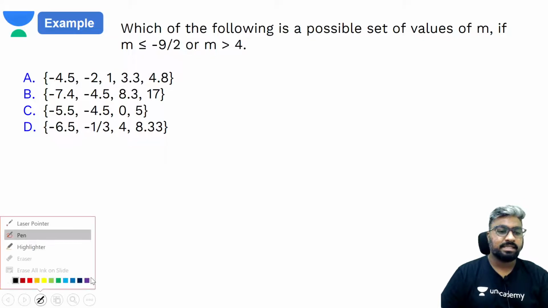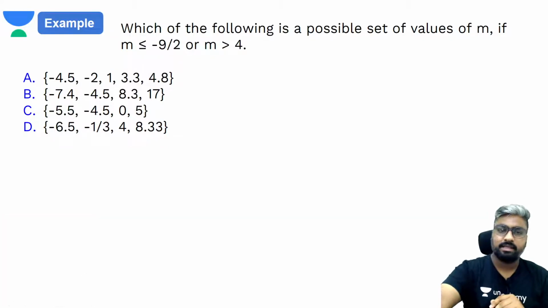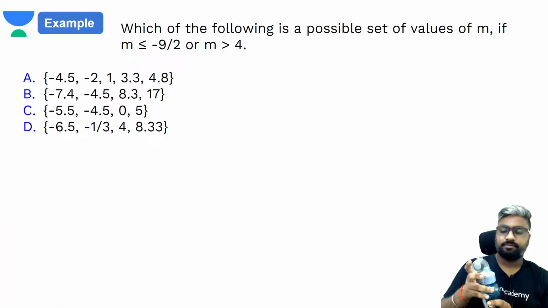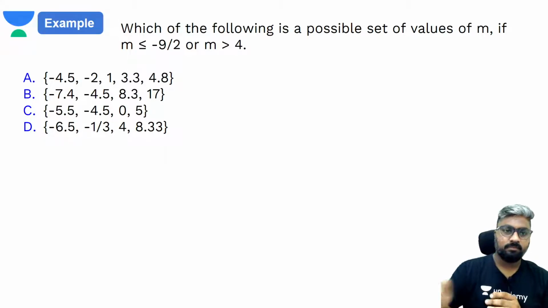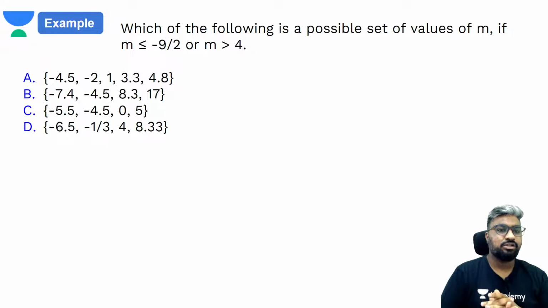Let's try an example question. Quickly look at this and try this. Try quickly. Possible set of values of m if m is less than or equal to minus 9/2 or m is greater than 4.